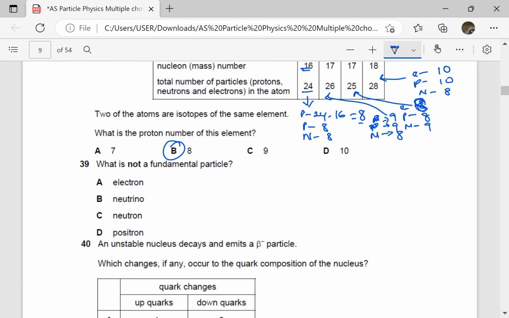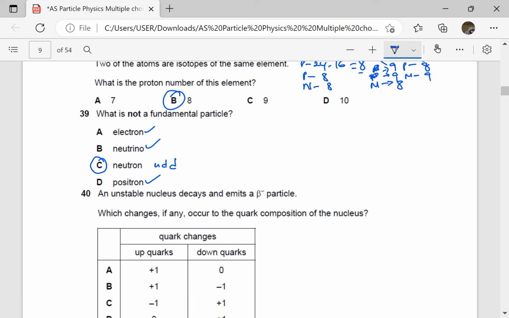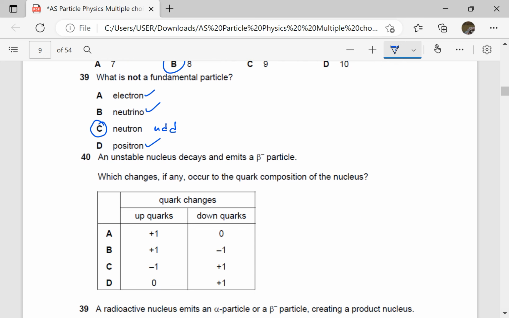What is not a fundamental particle? Remember, a fundamental particle should not be made up of anything simpler. The electron is not broken down any further. The neutrino is not. The neutron is made up of up, down, down. It is made up of quarks. The positron is not broken any further, so the answer there is the neutron.